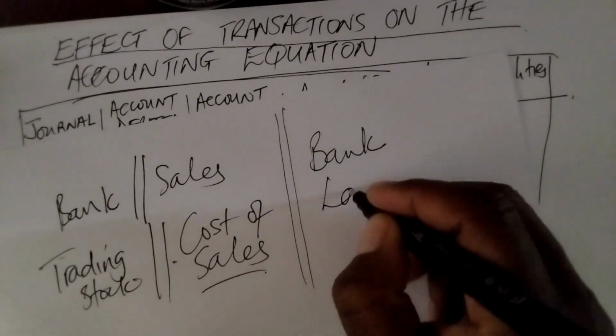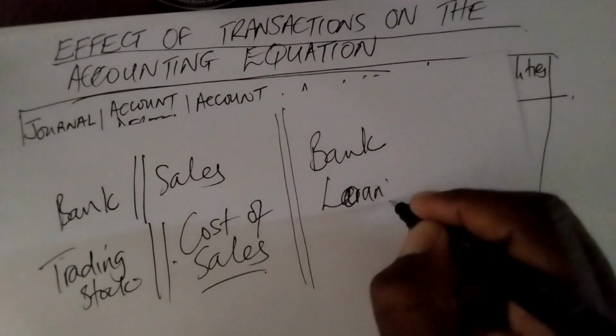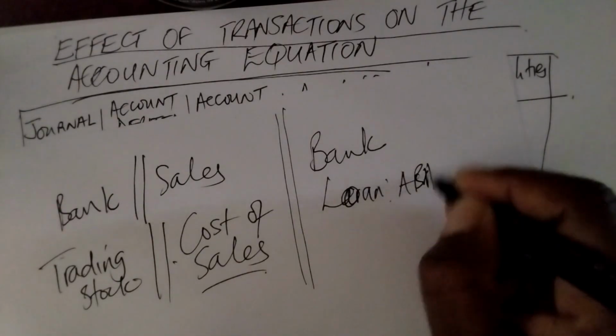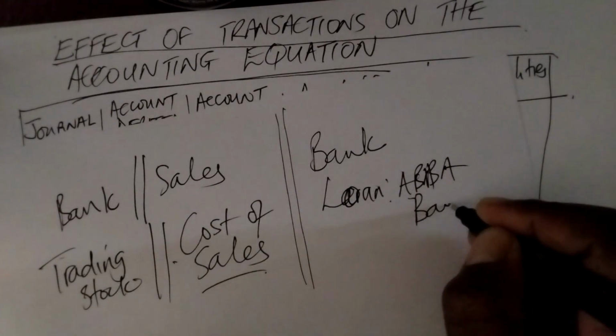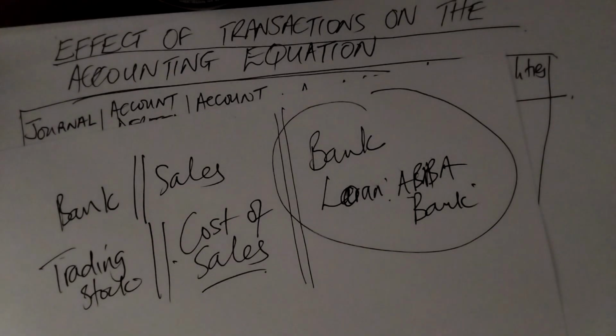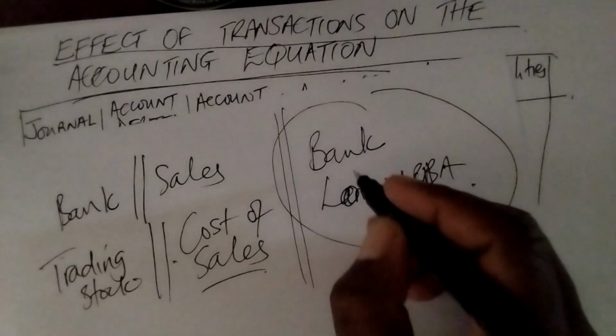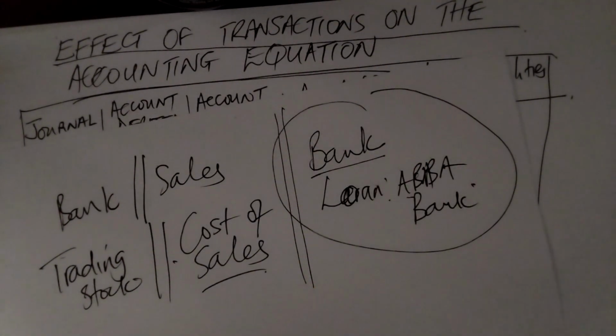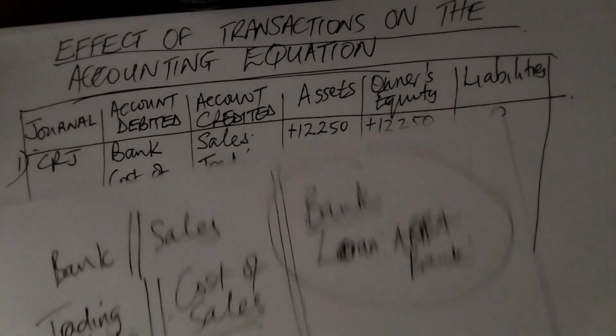What am I paying? I'm paying a loan. The loan is from ABA Bank. Okay, so those are my two accounts. So how then do I know what to debit and what to credit? Remember, bank is paying and assets decrease on the credit side.